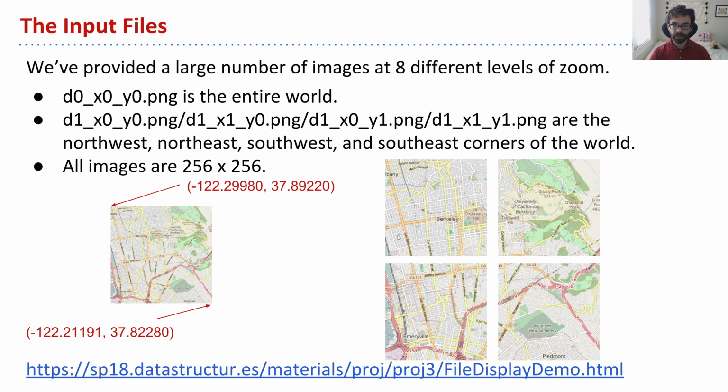So here's D0, here's D1, and then in turn, for this image, there are 4 images that you can use that are the northwest, northeast, southwest, and southeast corners of that. And that happens recursively many layers down until we get to depth 7. So ultimately you have tens of thousands of images at all these different resolutions, and your job is going to be to identify the proper input files.